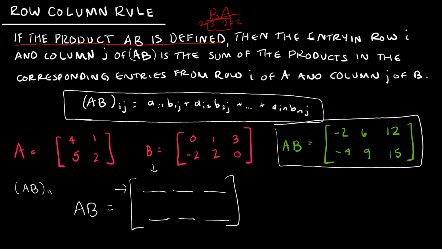So essentially I'm saying if I want to find that very, very first value, what am I going to do? Well, let me write this over here instead so we've got a little bit of room. AB11, according to this, tells me I'm going to take A11 B11 plus A12 B21.